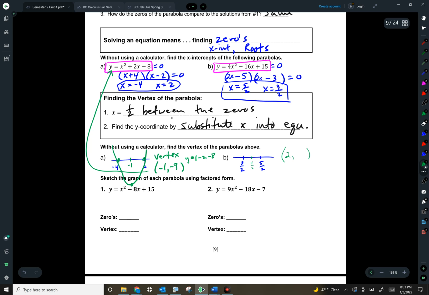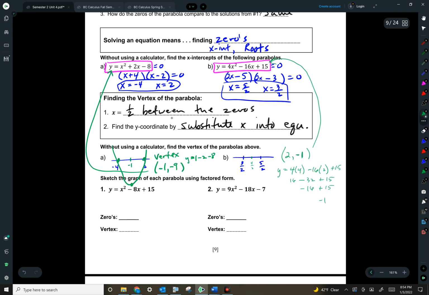And if I want to find the y, I'm going to substitute that back into the original equation everywhere I see an x. So I'm going to have y equals 4 times 2 squared, which is 4, minus 16 times 2, and then plus 15. Well, that's going to come out to be 16 minus 32 plus 15. 16 minus 32 is negative 16. And if I add 15, that's going to be negative 1. So my vertex is at 2, negative 1.